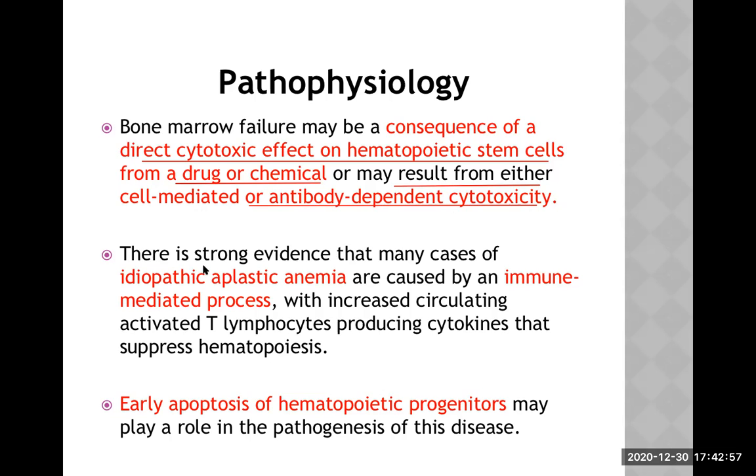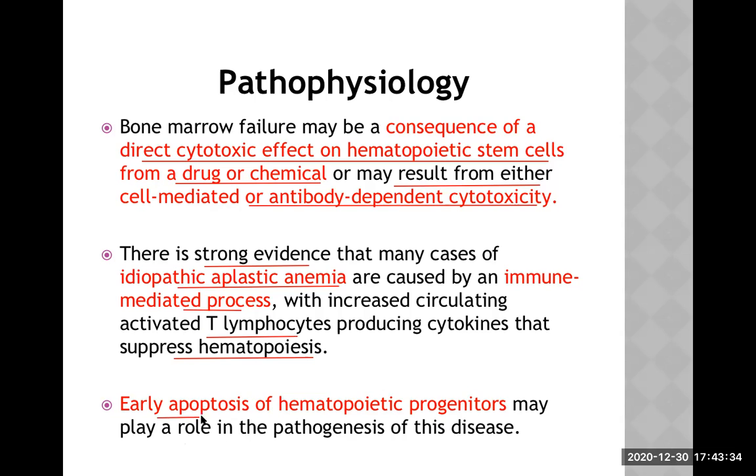There is very strong evidence that many cases of idiopathic aplastic anemia are caused by an immune-mediated process with increasing circulating T lymphocytes producing cytokines that suppress the hematopoiesis. So this is a strong belief we have because it is supported by the treatment part as well. Anti-thymocyte globulins are used very commonly for the treatment. That means there has to be overactivity of our immune system, and that needs to be suppressed by this medicine.